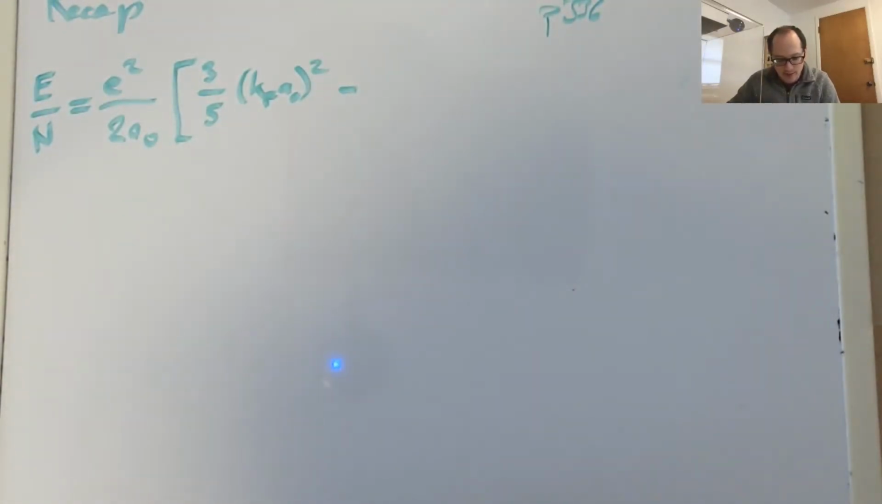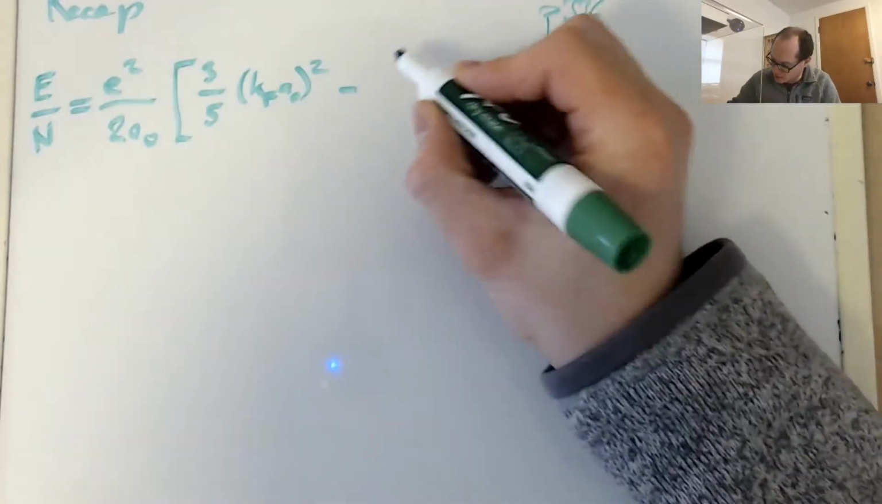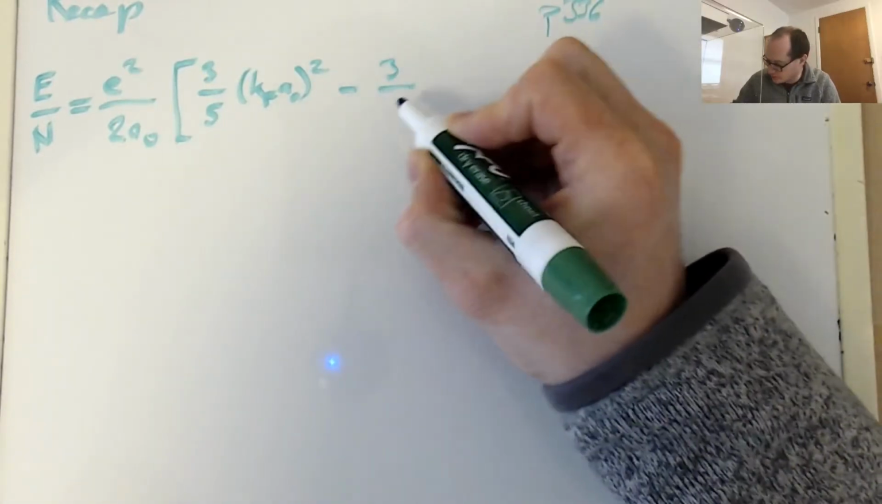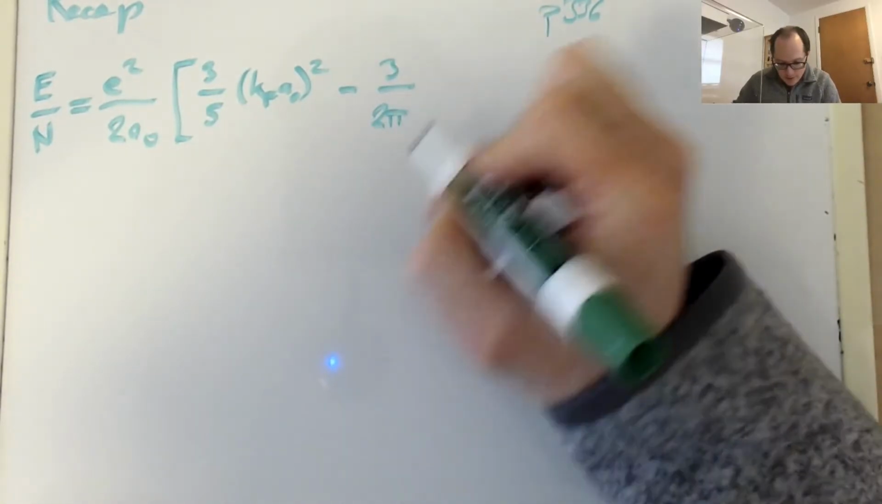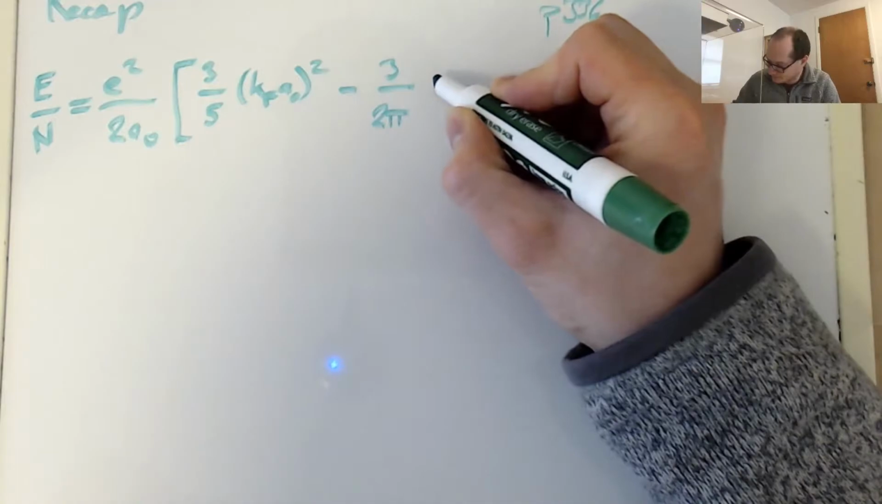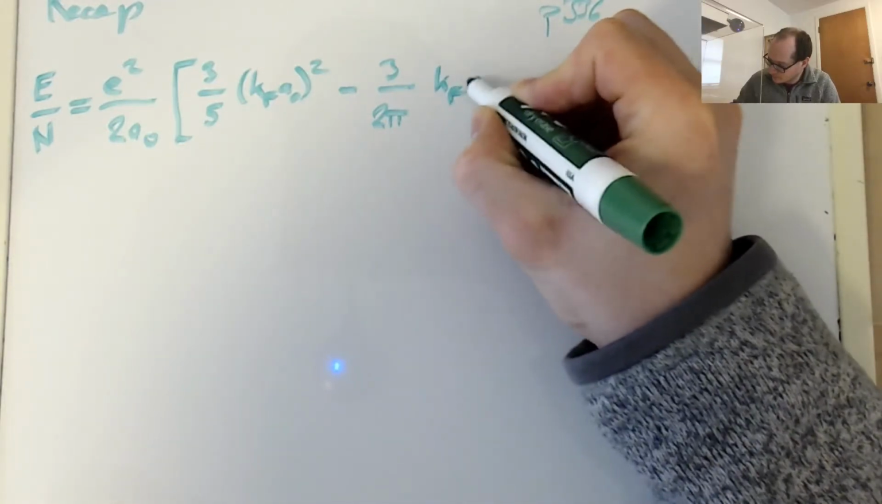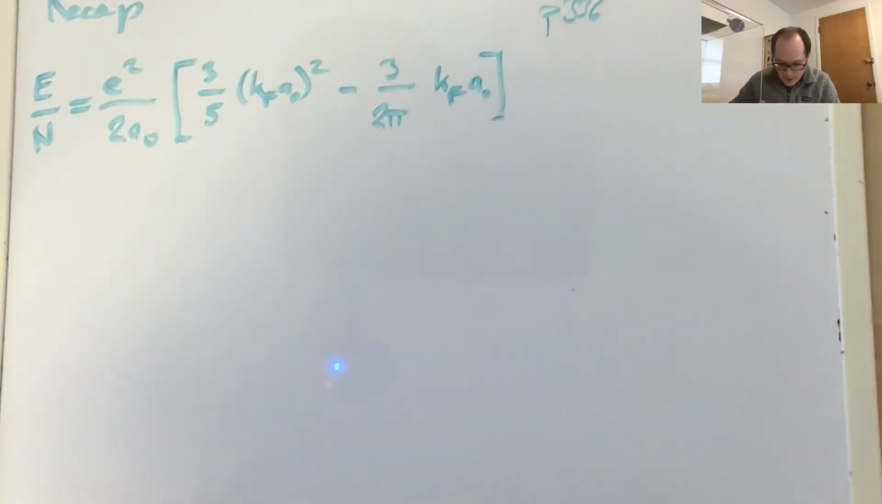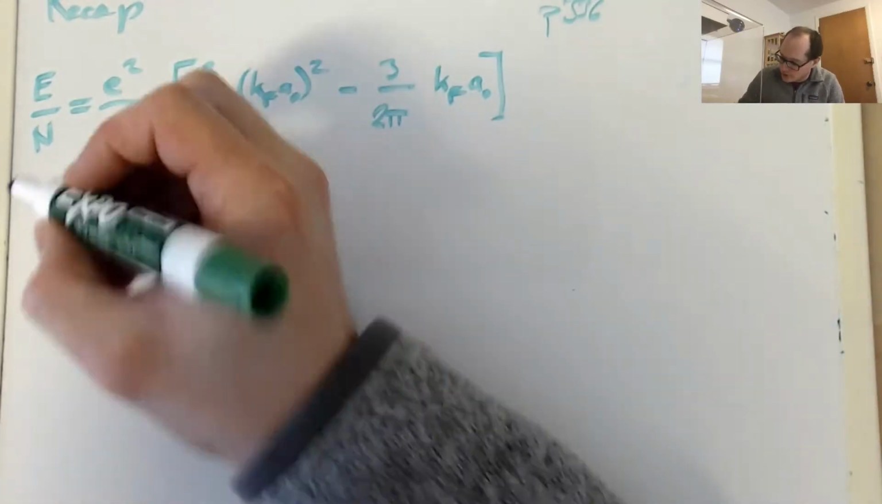And now we have an additional contribution which is due to the exchange, which actually lowers the energy, which is 3 over 2 pi kF a0.